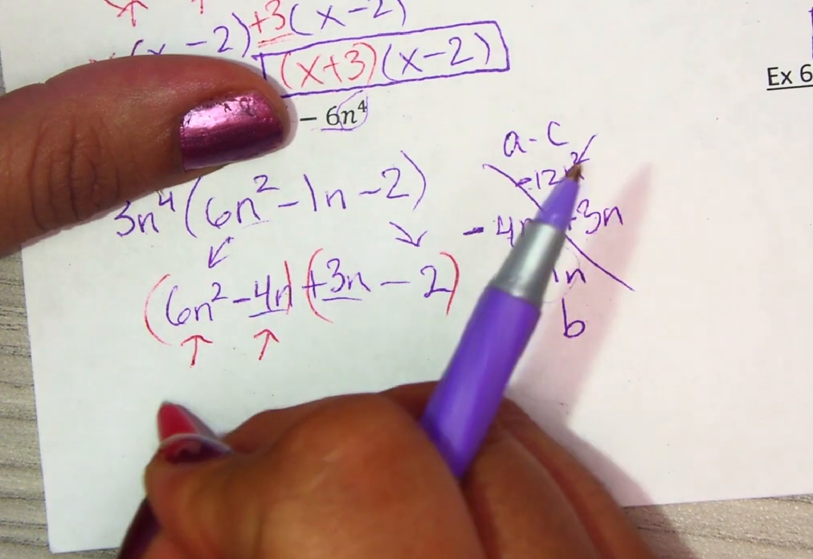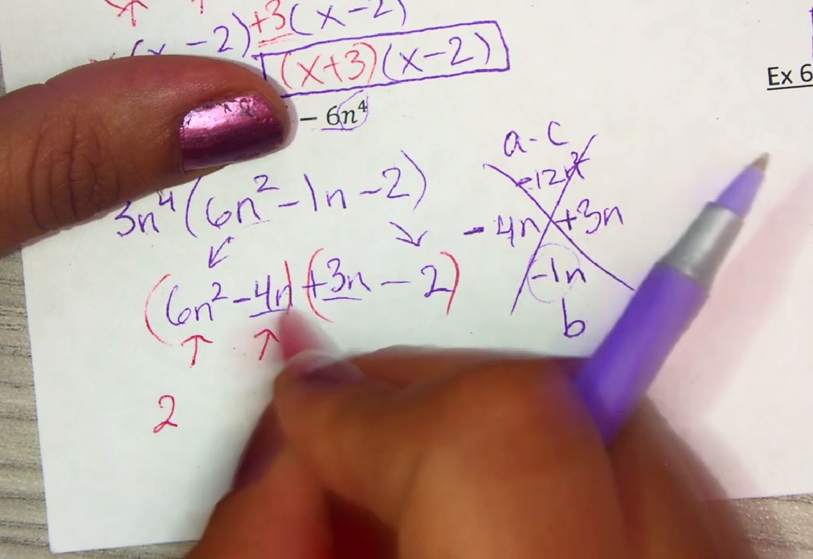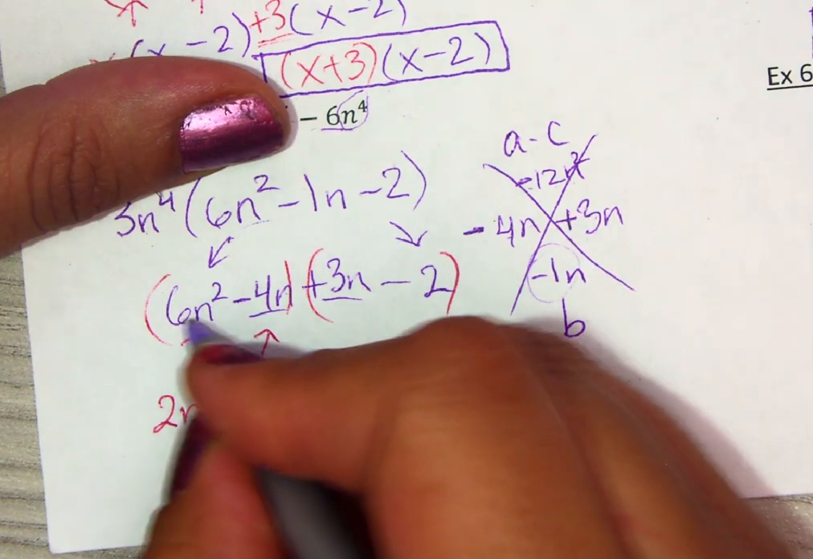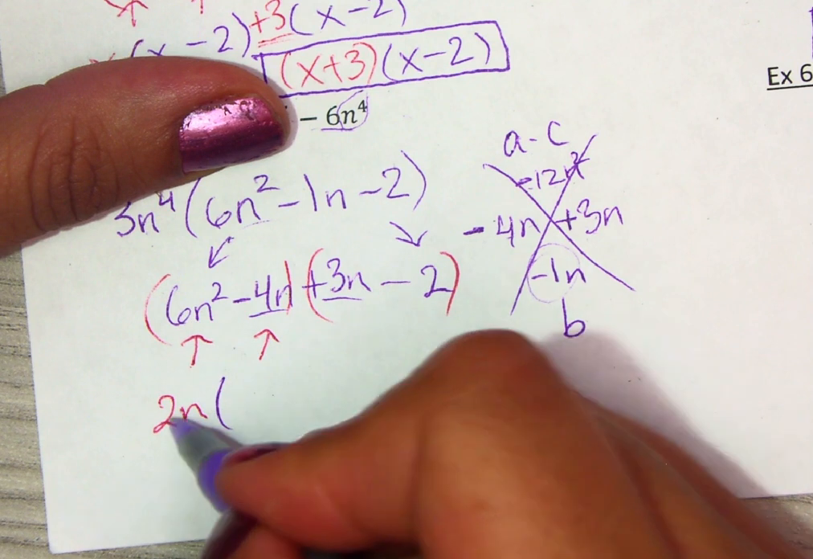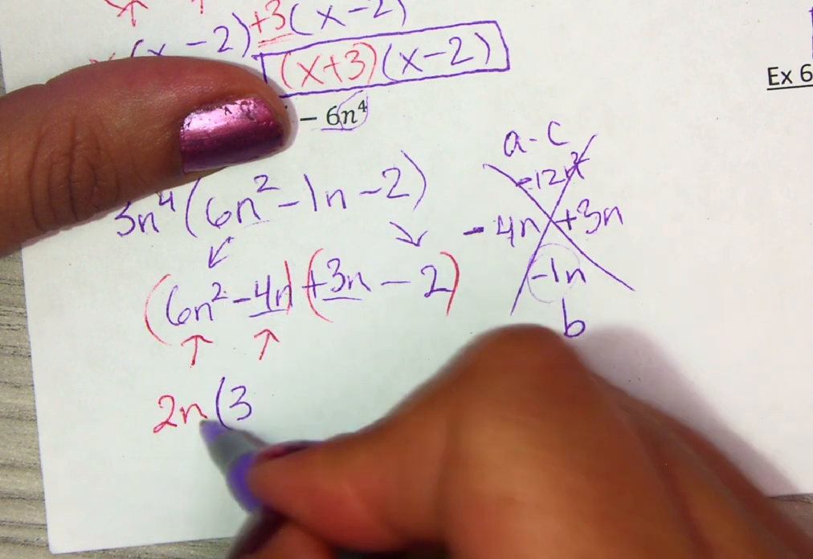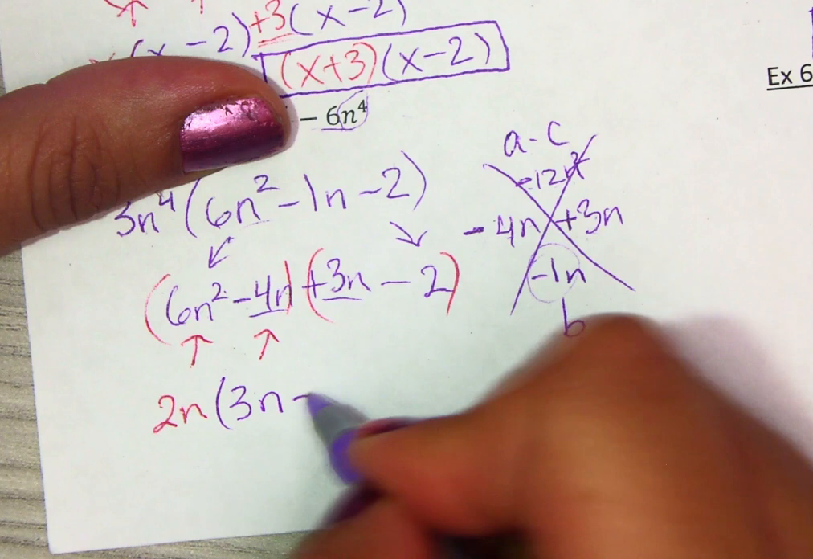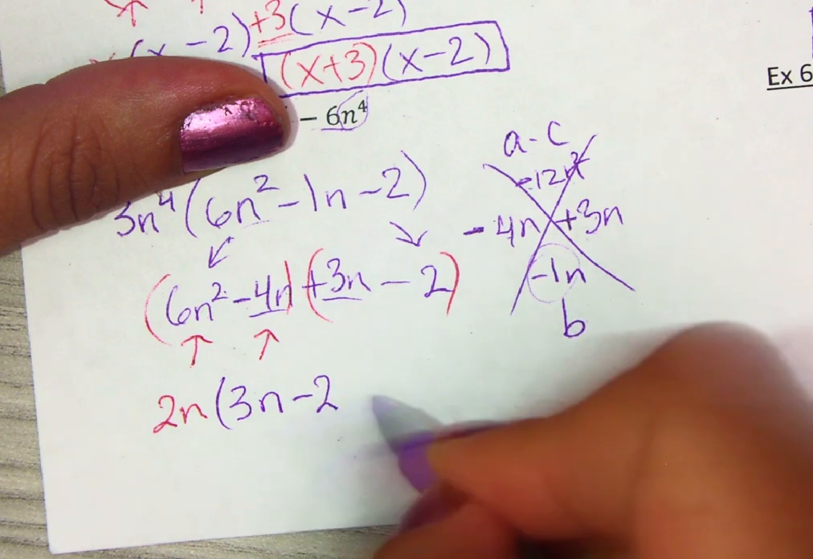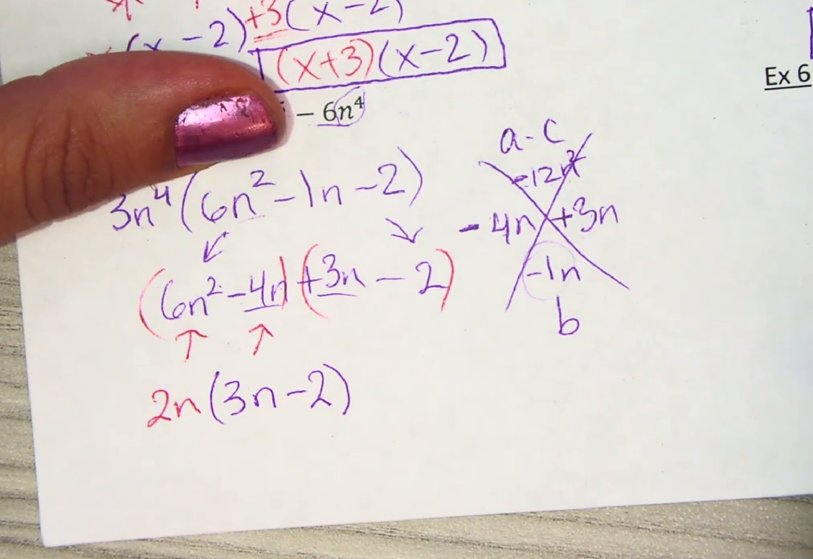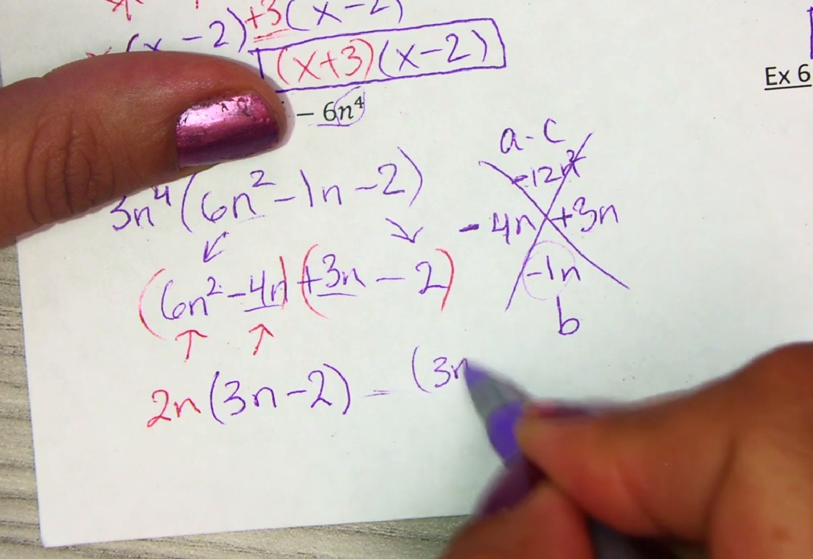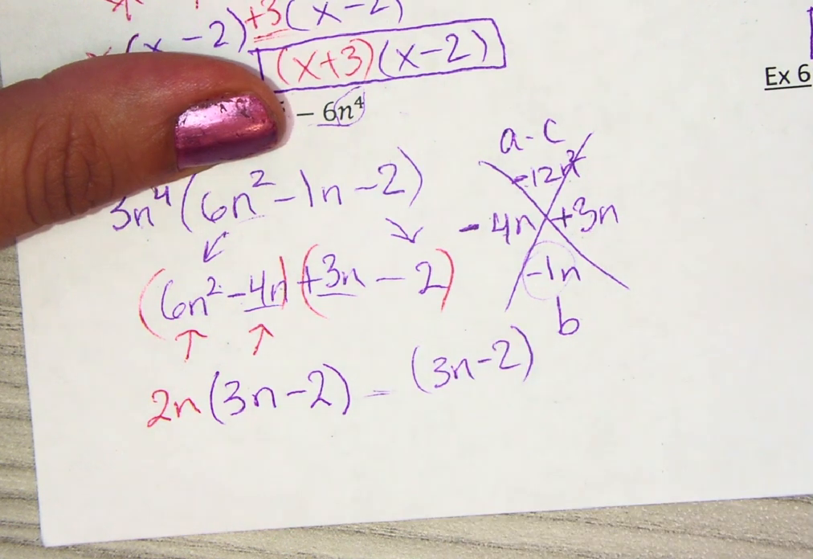So these two have a 2 in common. And then they both have an n in common. So then we take out, or we divide 6 divided by 2, that's 3. N squared divided by n, that's n. Negative 4 divided by 2 is negative 2. N divided by n is nothing, so we leave it alone. Leave a little space and rewrite the binomial.